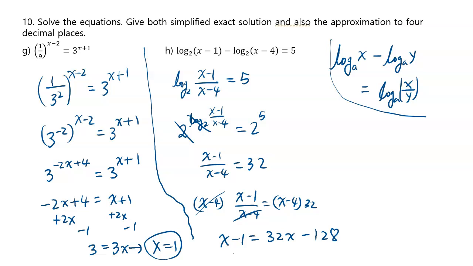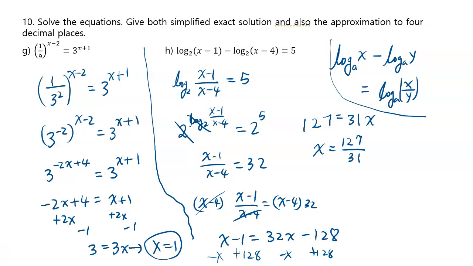Alright, I'm going to add 128 both sides, and then subtract x both sides, so that you don't have x here. Negative 1 plus 128 is 127, and 32x minus x, that's 31x. Okay, so x must be 127 divided by 31. And I don't think they have any common factors, so that's the most you can do.